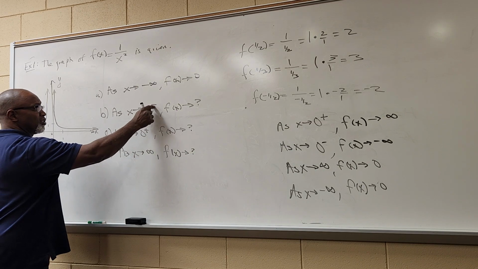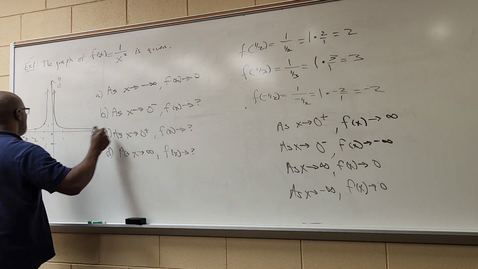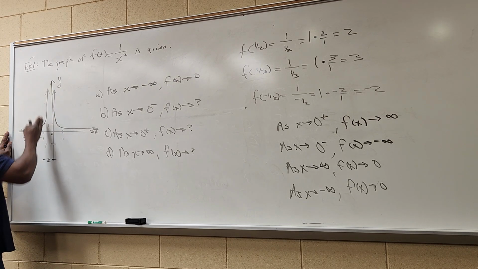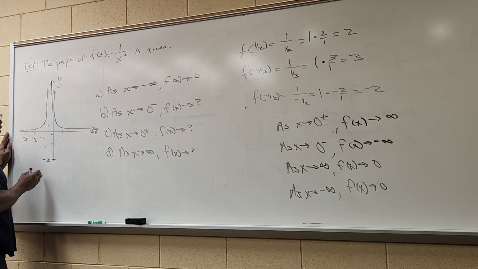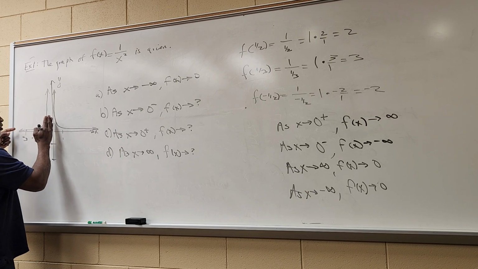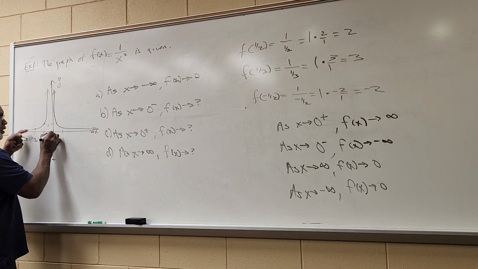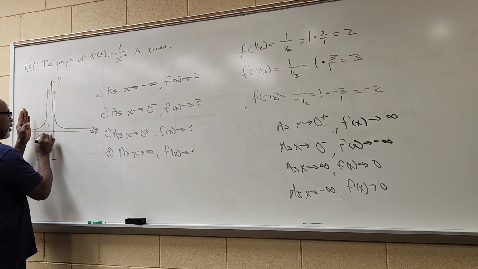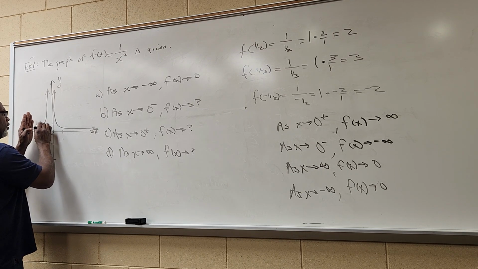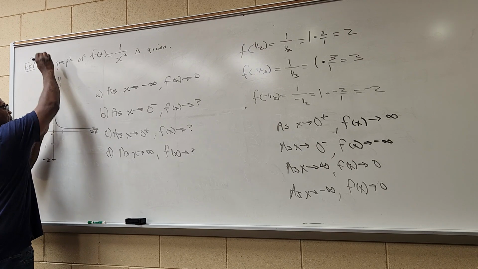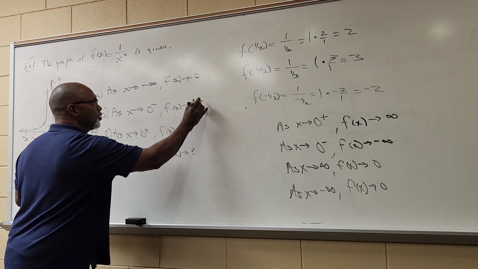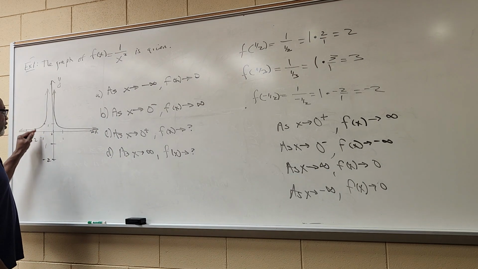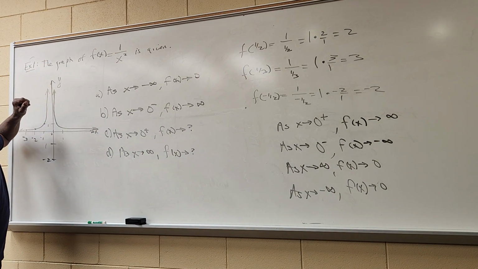Now, as x goes to 0 from the negative side. The y-axis is a vertical asymptote. So as x goes to 0, x equals 0 is right here, but I'm coming from the negative side. So I'm coming from negative numbers to 0. What is the function doing? Well, as I get closer to 0, my function just goes up and up and up. It's going to infinity. The closer I get to 0, the bigger that function is.